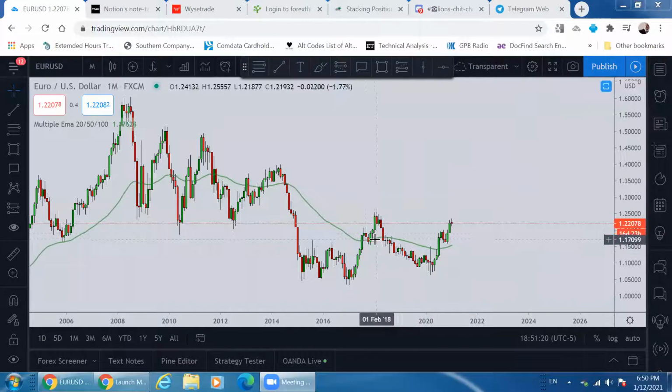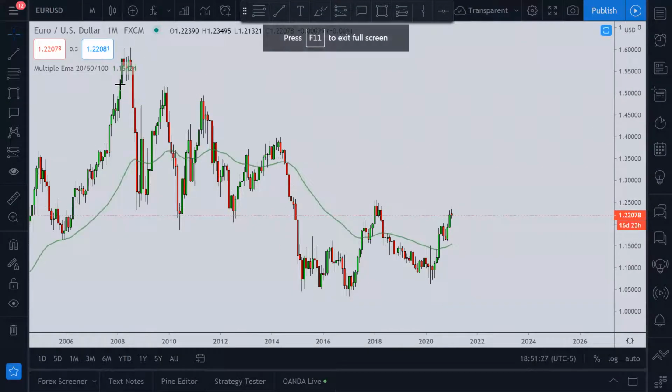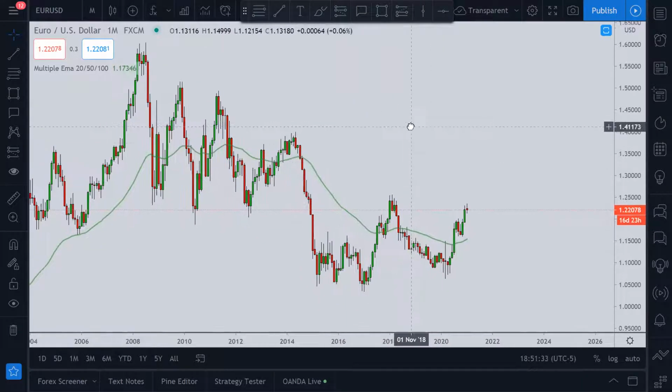Hey traders, I just wanted to share a little information about this EU trade that I just put up, Euro USD. All right, let's start with the monthly and give a little analysis.